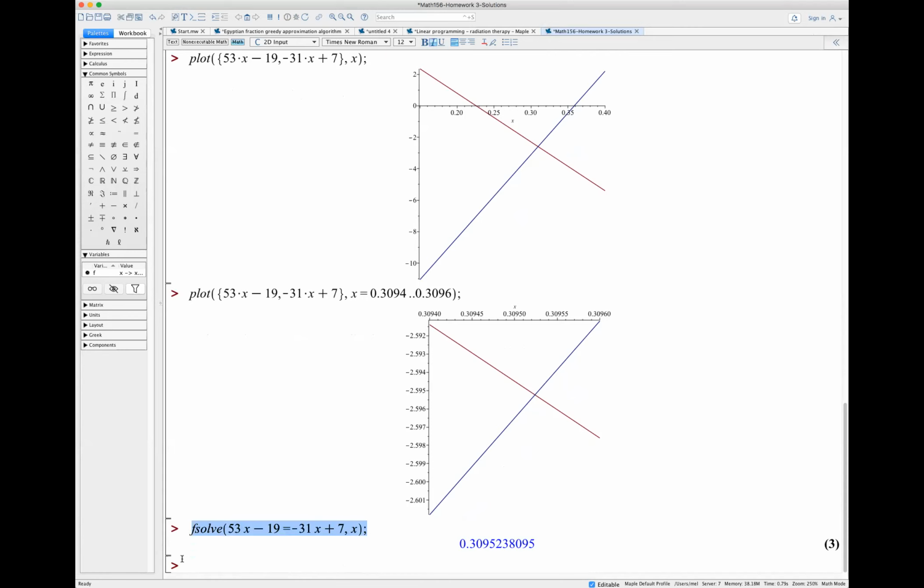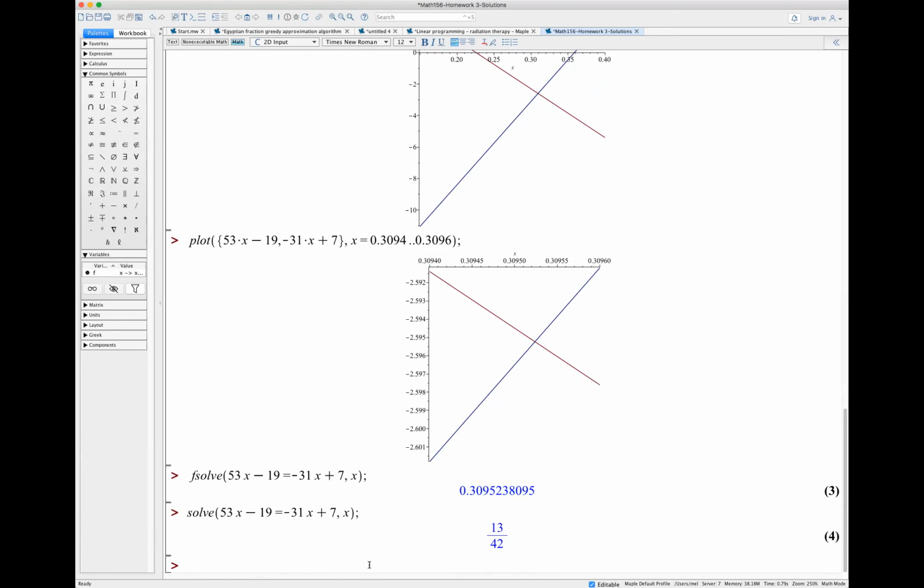And if we want to find the x coordinate as a fraction, we use solve instead of fsolve. And this is also exactly 13/42.